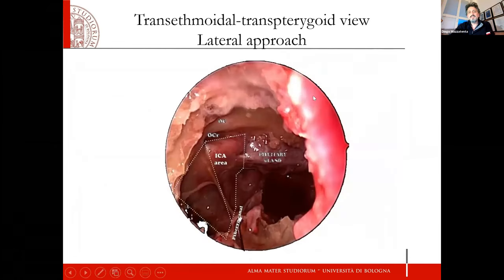Which view? This is the view of the transethmoidal subpterygoid approach. It's completely different. It's always transnasal, but it's not really in the midline of the sphenoidal sinus. When you choose to work laterally to the pterygoid process using the transethmoidal approach, you change completely your point of view and you work in front of the internal carotid artery. If you work in Meckel's cave, cavernous sinus, infratemporal fossa, you work in front of the internal carotid artery. Your midline is not the midline of anatomy. This is the pituitary gland. Keep this in mind when you choose these approaches.